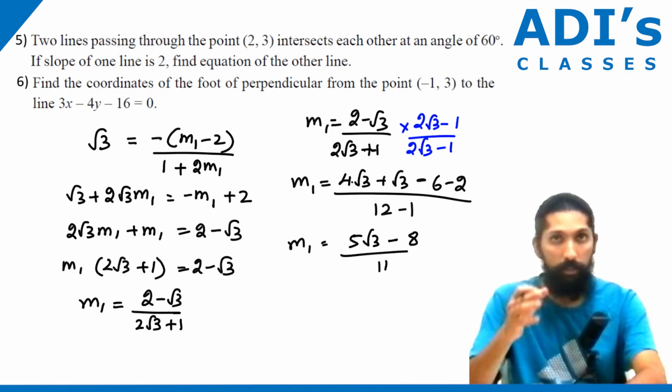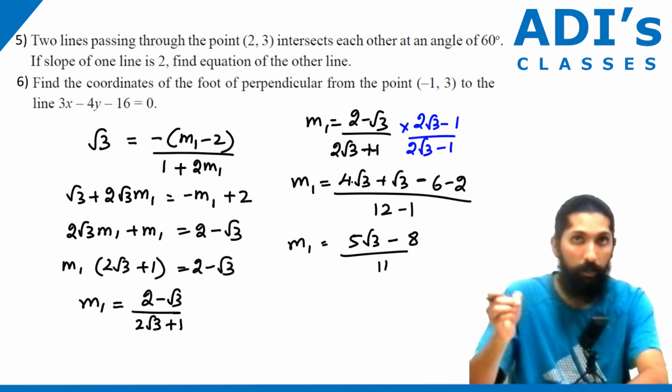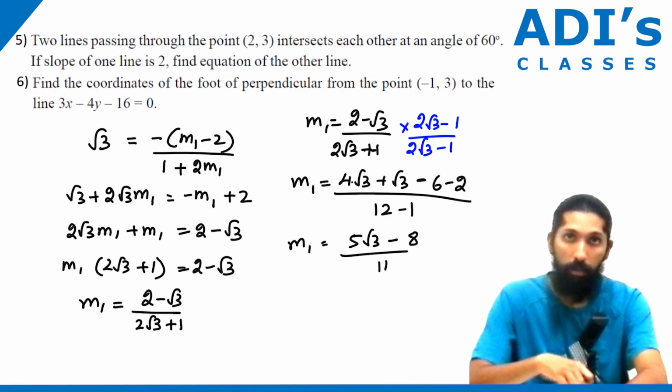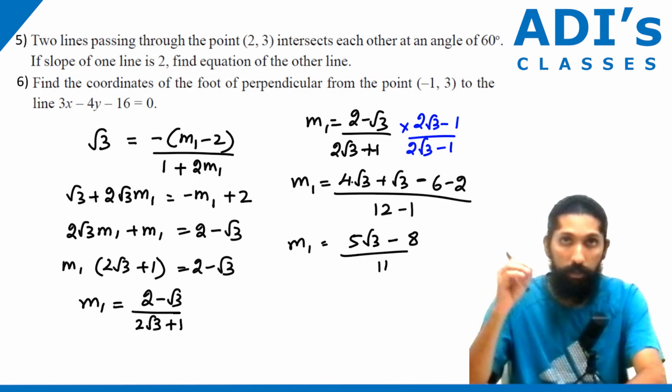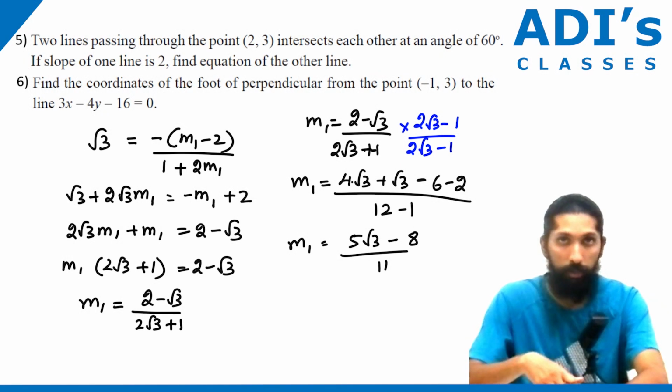Now, if you look at this, m1 is different in both the cases, correct? Now, we have to take both of these two and get the equation. Alright. Now, once we have the equation, you have to use y minus y1 is equal to m into x minus x1. Fine.